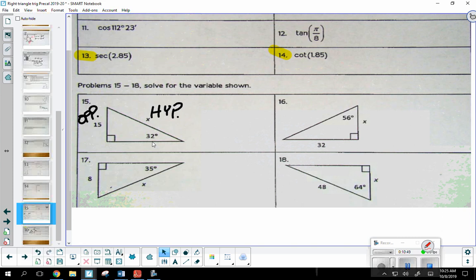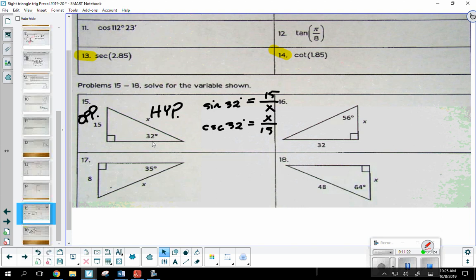Okay. So what trig function uses an opposite and a hypotenuse? Sine. But we can also use what? Cosecant. Remember, those are reciprocals of each other. We need to know all 6 of those trig functions. So I could say the sine of 32 degrees equals the opposite 15 over the hypotenuse x. Or I could use the cosecant of 32 degrees equals the hypotenuse x over the opposite 15.